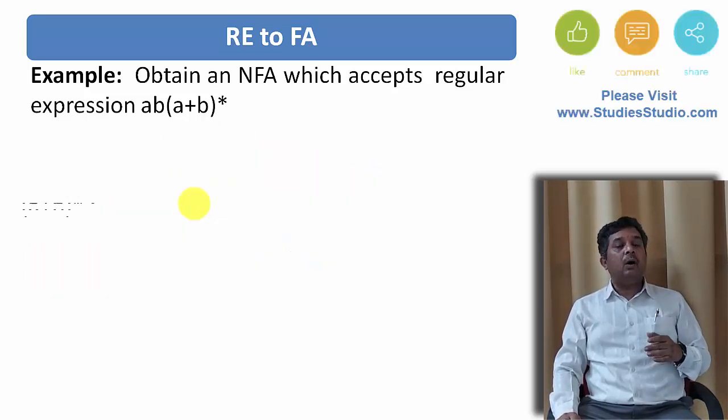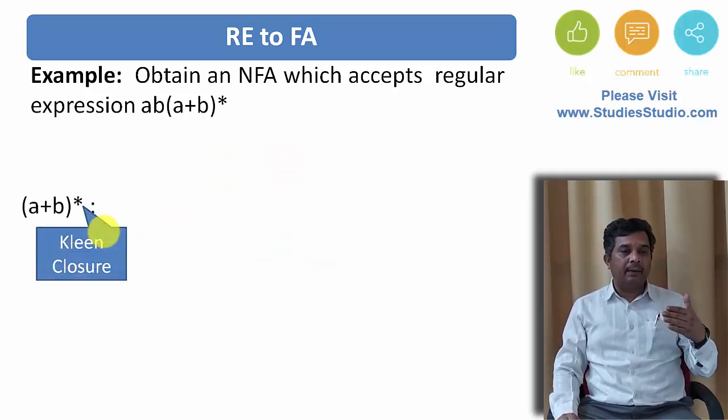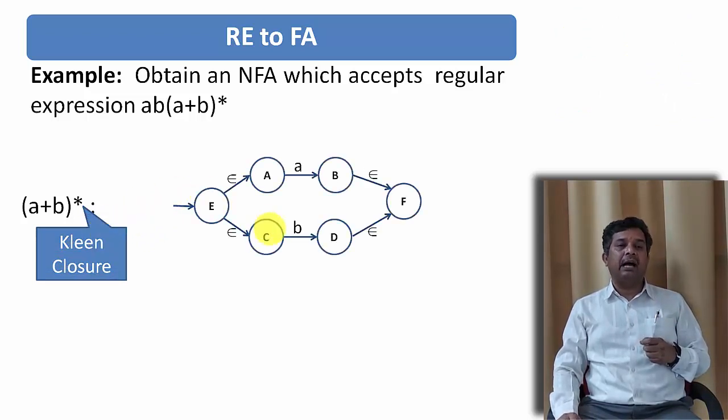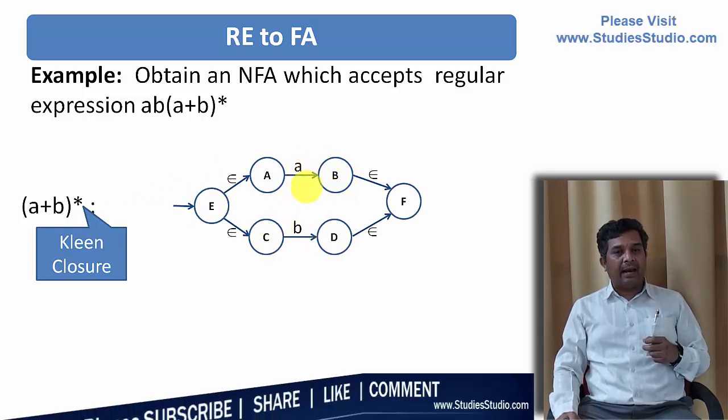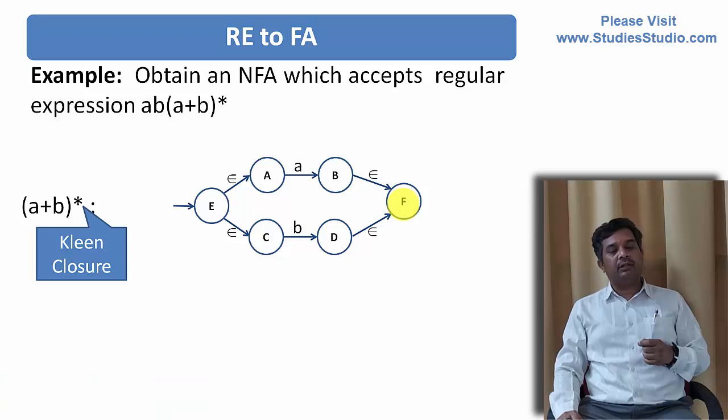Let us check how I can represent (A plus B) star. This is nothing but a Kleene closure. Now, I have already seen this part. I am having AB, I am having CD. They are done in parallel, and E and F are my initial and final states for this.